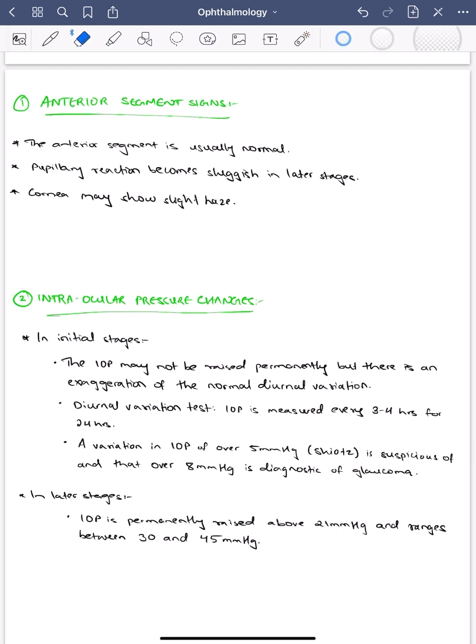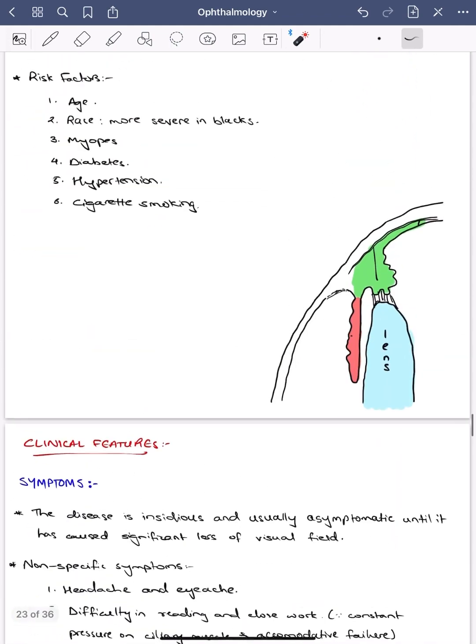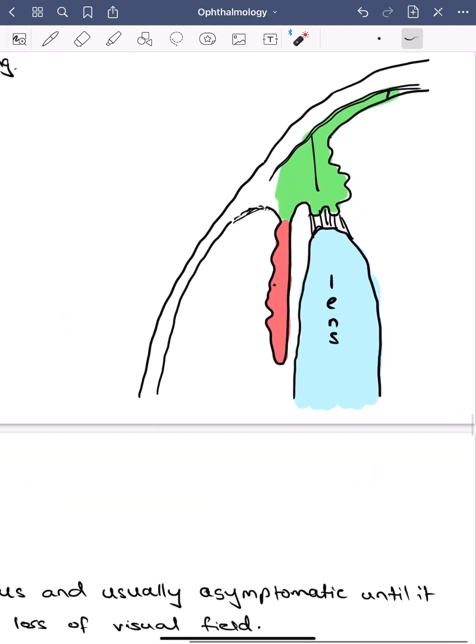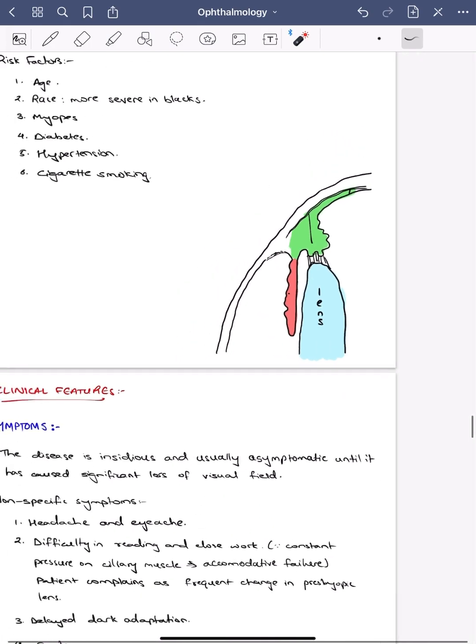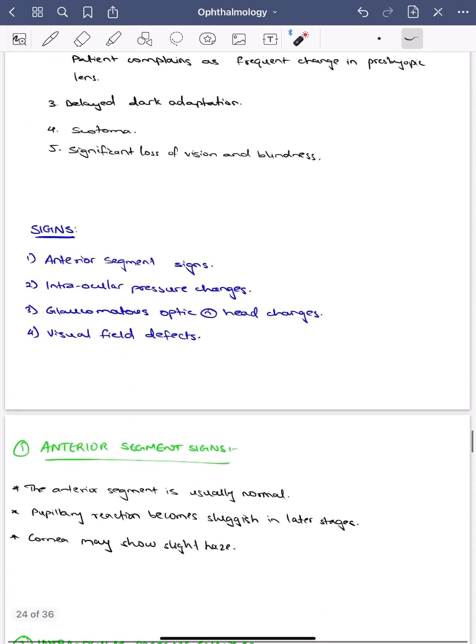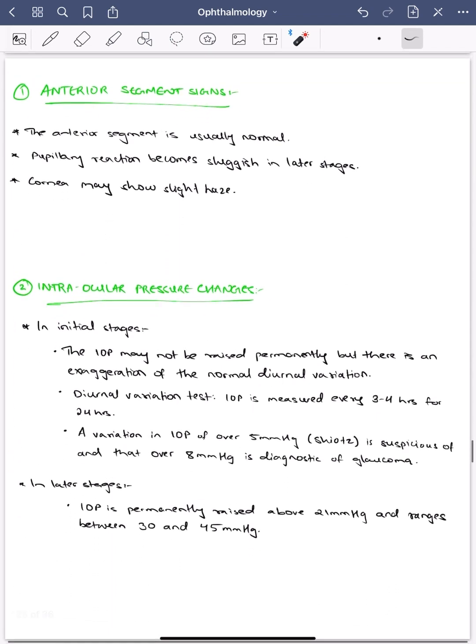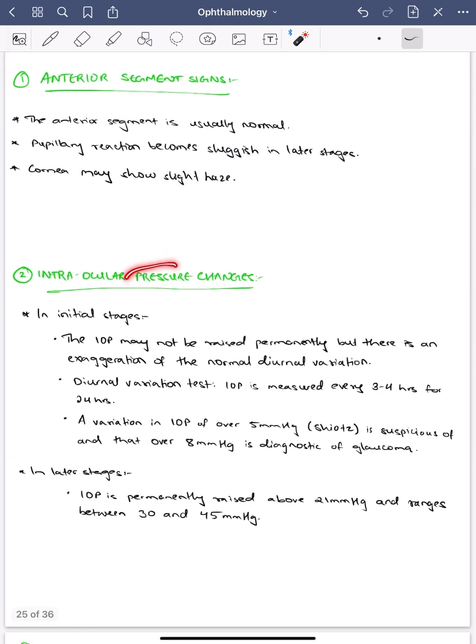Now the anterior segment is usually normal. Pupillary reaction becomes sluggish in later stages, and the cornea may show slight haze. What do you mean by this? That is, there is an open angle. Why is it called open angle? It is because the iridocorneal junction, this iridocorneal angle where the trabecular meshwork is present, is open. And that is the first sign, the anterior segment signs. They are usually normal.